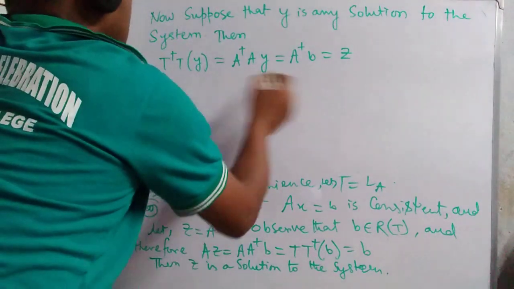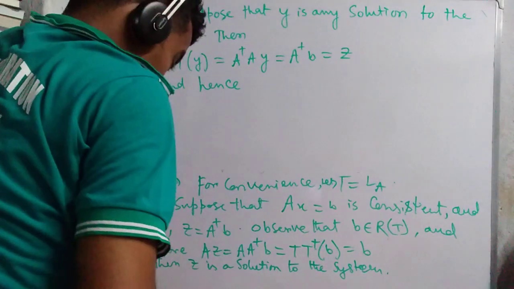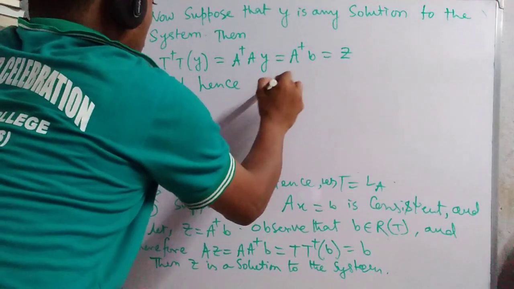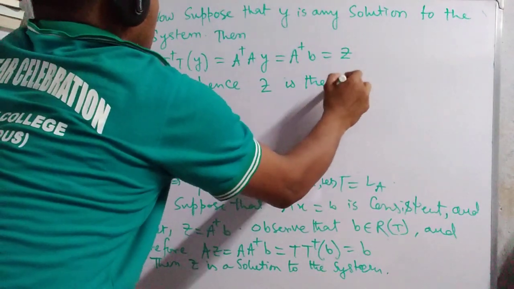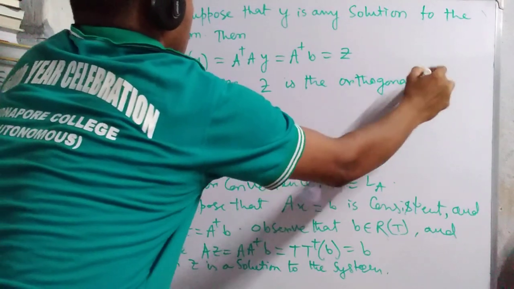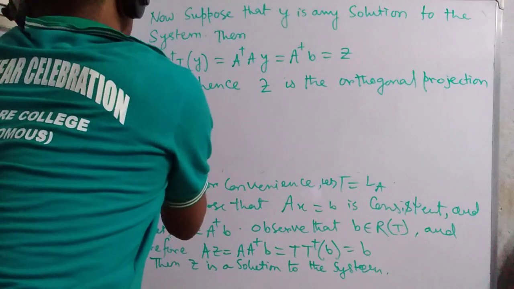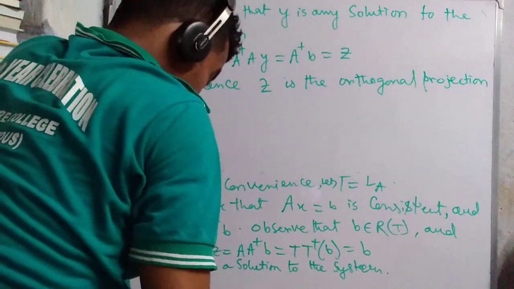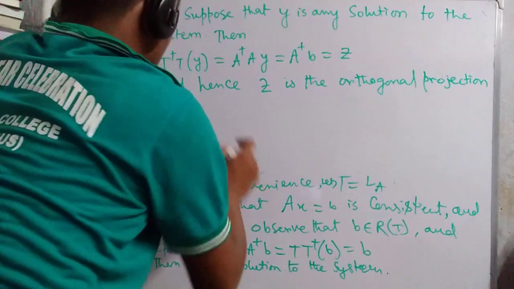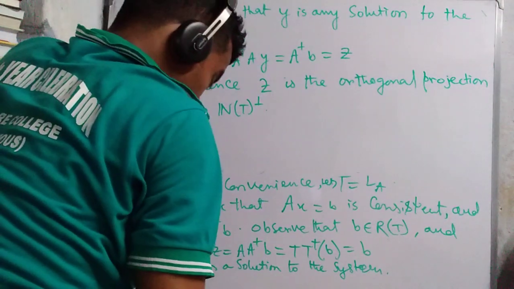And hence Z is the orthogonal projection of y. Okay. Z is the orthogonal projection of y on NT path. Understood?